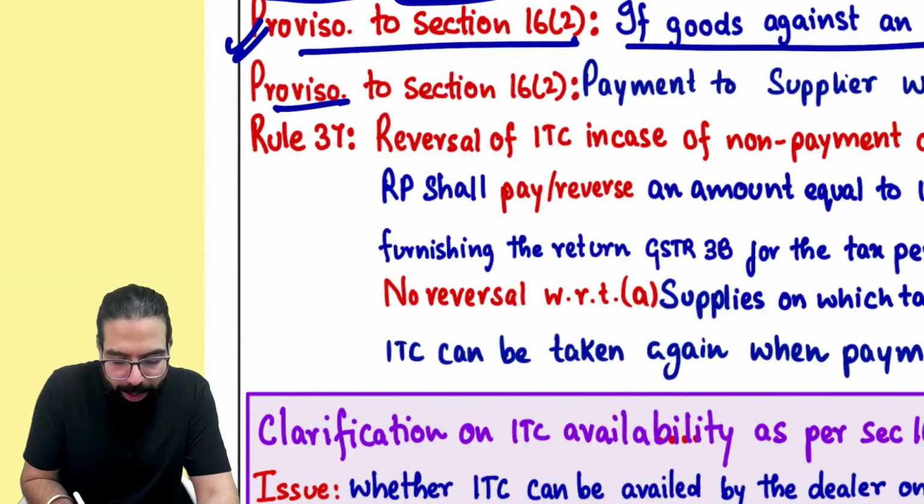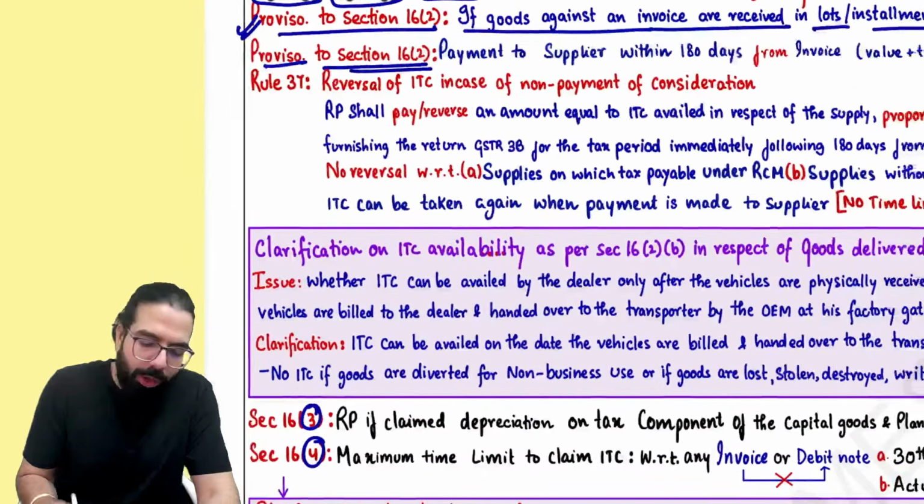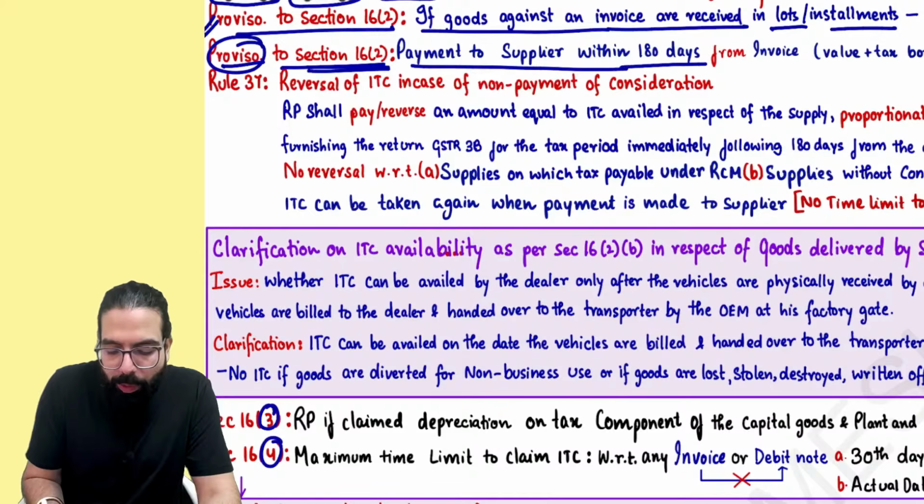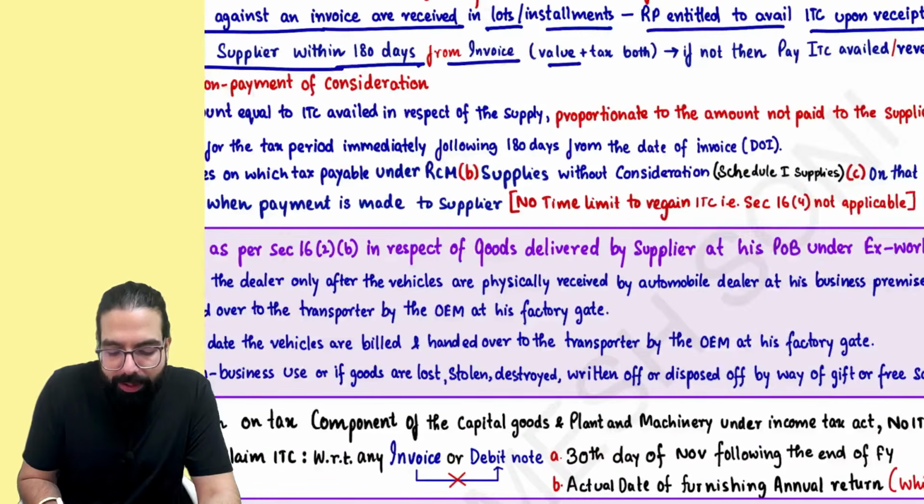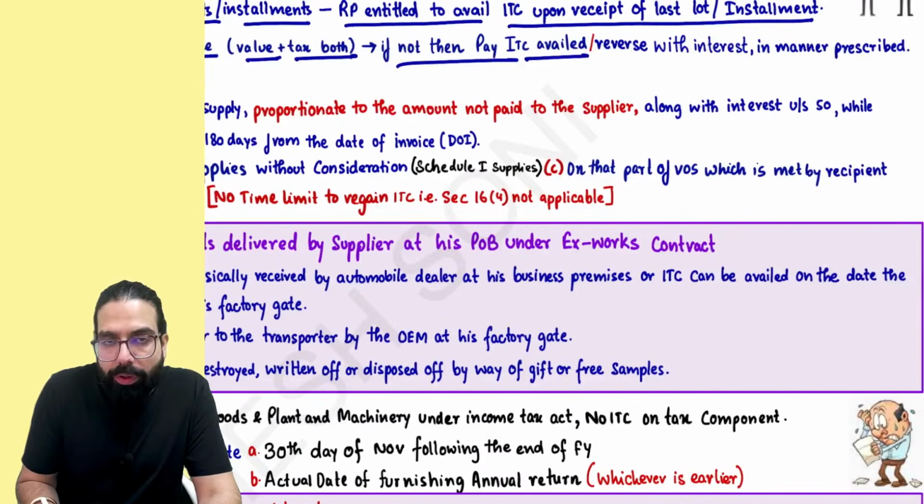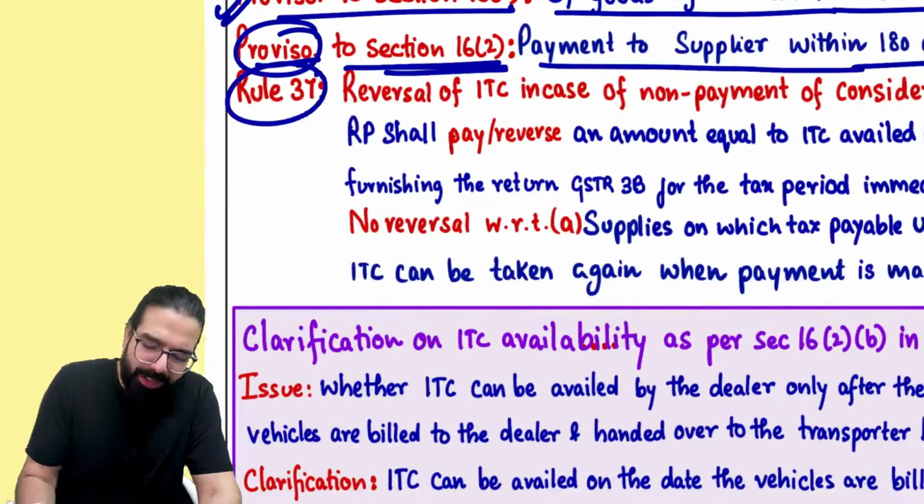After that, there is a proviso to section number 16(2), which goes ahead and talks about payment to the supplier. It should be made within 180 days from the date of invoice. That is the value plus the tax both. If not, then the ITC availed, you should pay it back to the government or reverse along with interest in the manner prescribed. And that is told by rule number 37. Sir, can you please explain?